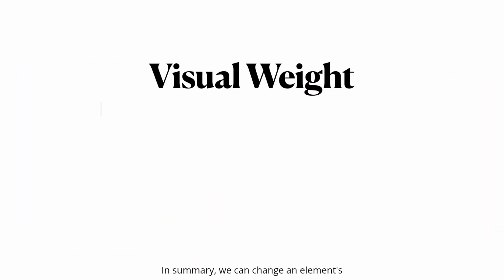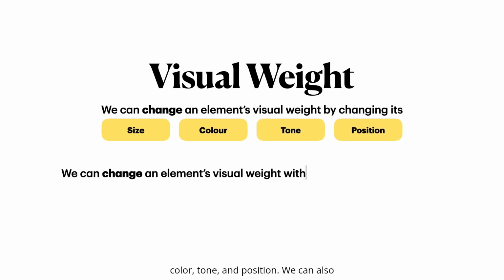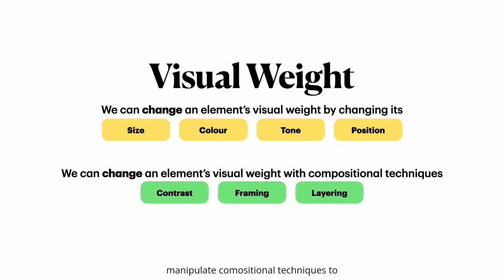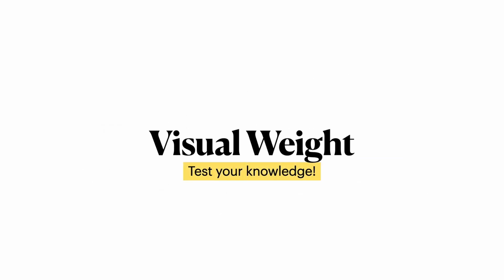In summary, we can change an element's visual weight by changing its size, color, tone, and position. We can also manipulate compositional techniques to make the visual weight stronger by using contrast, framing, and layering. Let's see if you can apply what you just learned.